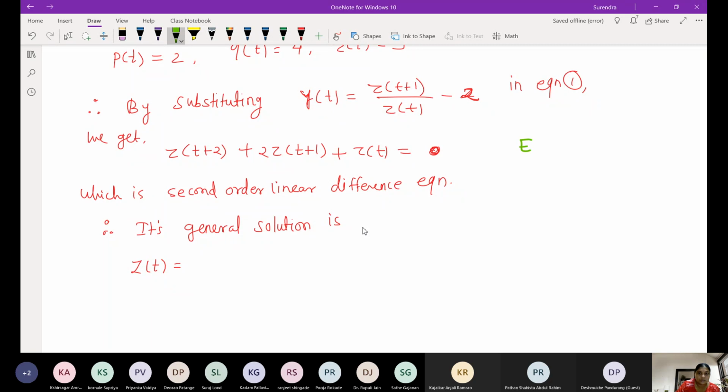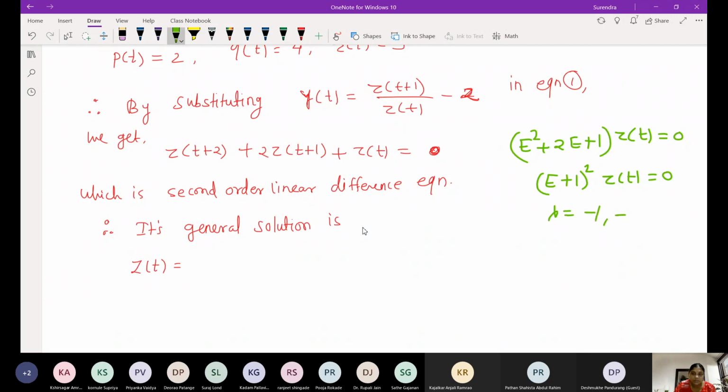This is of the form E squared plus 2E plus 1 times z of t is equal to 0. That is, E plus 1 whole squared z of t is equal to 0. So the characteristic polynomial is lambda plus 1 whole squared is equal to 0. So lambda is equal to minus 1, minus 1. Okay, so minus 1 repeated twice. So what is the solution? C1 times minus 1 raised to t plus C2 times t times minus 1 raised to t. C1 and C2, I am taking as A and B.